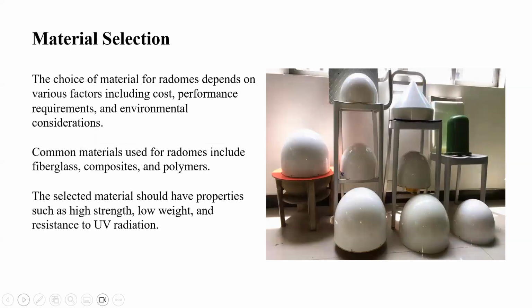So how do we select the material? Material selection for the radomes. The choice of materials for radomes depends on various factors, including cost, performance requirements, and environmental conditions. Common materials used for radomes include fiberglass, composites, and polymers. The selected material should have properties such as high strength, low weight, and resistance to UV radiation. So this is the material selection of radomes.